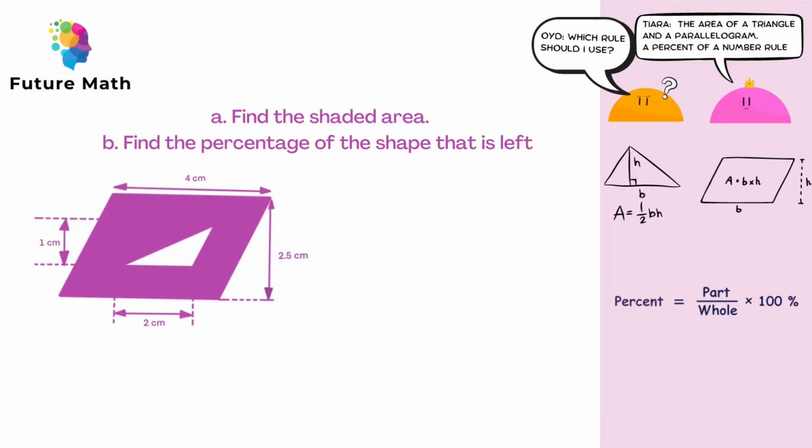Another geometry question. It says here, A, find the shaded area. B, find the percentage of the shape that is left. To simplify my steps, I'm going to call the parallelogram A and the triangle B.